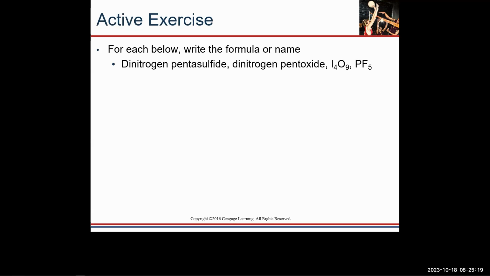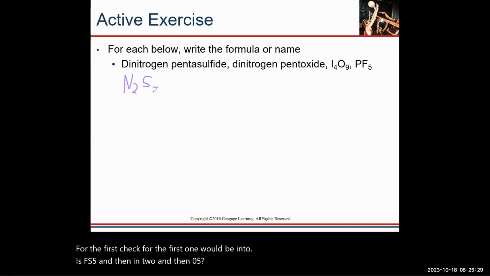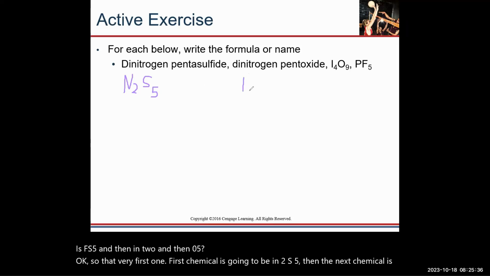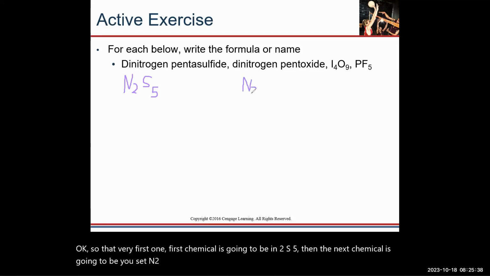For the first one, would it be N2 and S5? Okay, so that very first chemical is going to be N2S5. Then the next chemical, you said N2 and then O5. O5, that's correct. Okay.